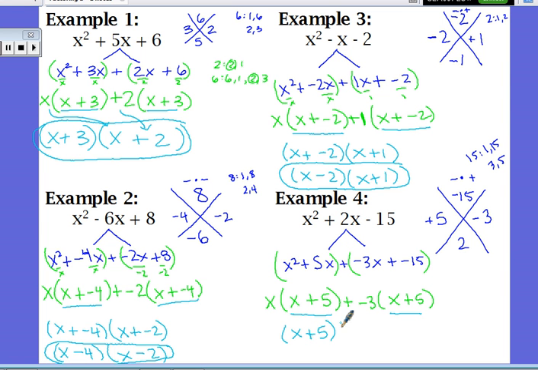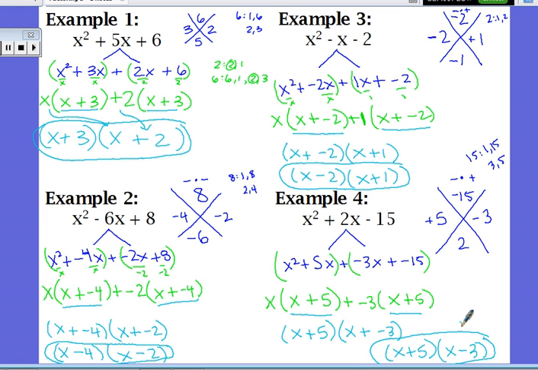So we're going to take that x plus 5, we're going to pull it out, and then the remainder goes inside another set of parentheses, the x here, and then the plus -3 here. I can simplify plus -3 to just -3, so we're going to write x plus 5 over again, and then x minus 3.